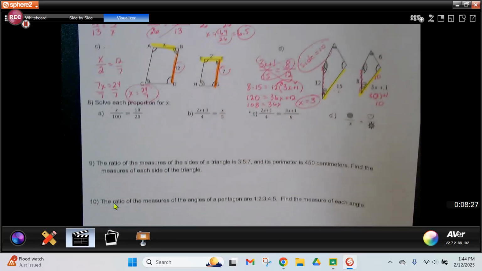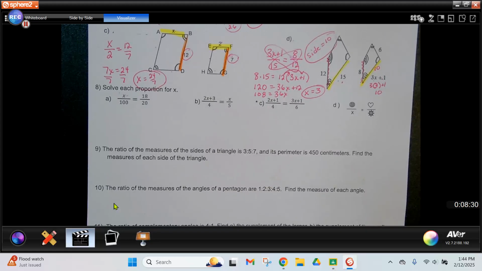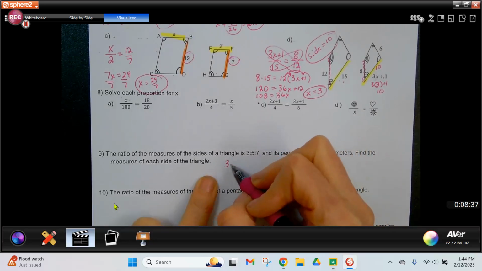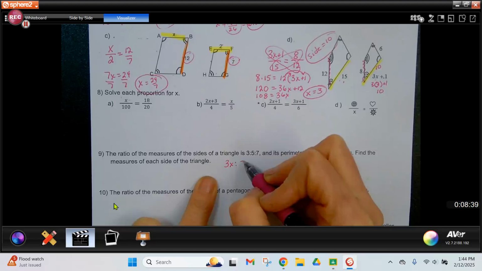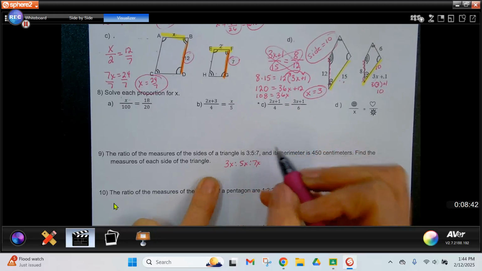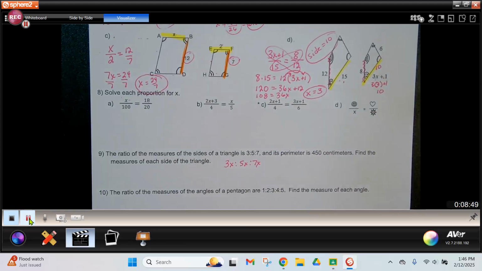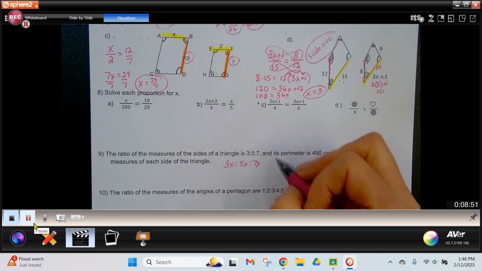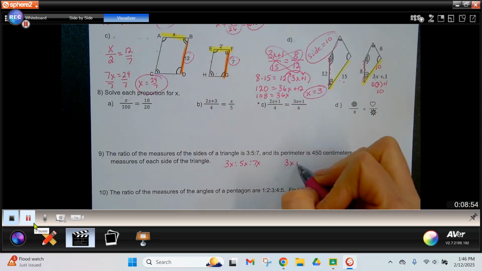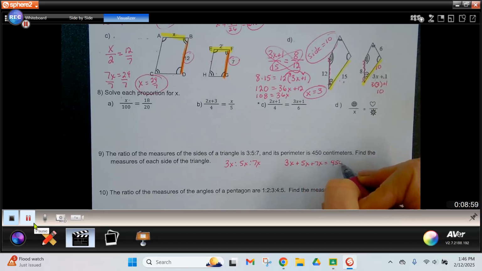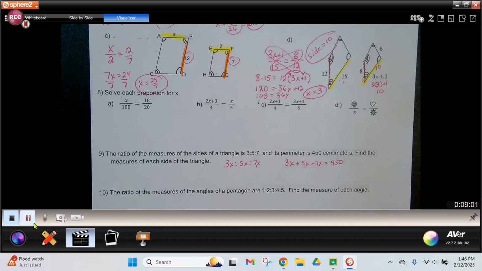Okay, number 9. The ratio of the measures of the sides of a triangle is 3 to 5 to 7. The perimeter is 450. Okay, so I'm going to take 3 and multiply it times x, and the 5 and the 7, right? We're going to put that x in there. Well, all of these have to equal, okay, so we can set up our equation. This side plus this side plus this side are all going to equal 450. Remember, the perimeter is adding up all the sides.